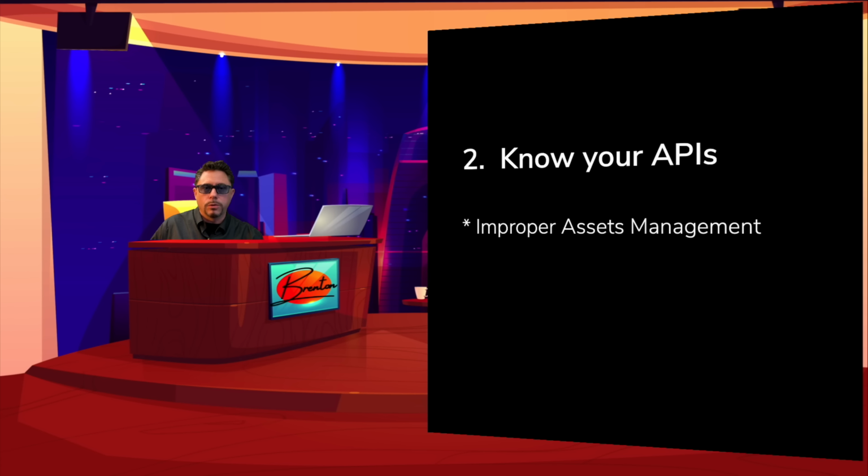Say you have a beta or test API out there and it's running a different version than the production API, either older or newer. An attacker might be able to take advantage of a vulnerability that exists in an older version of your API or a not fully tested version of your API. All APIs need to be managed and secured to ensure that you protect your data, your customer, your company, and your reputation.